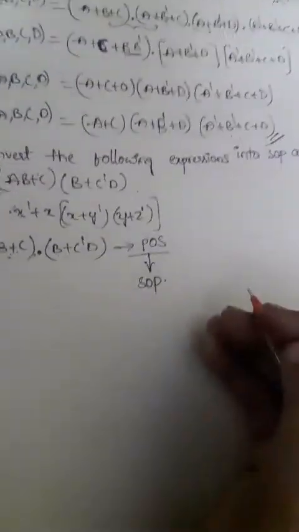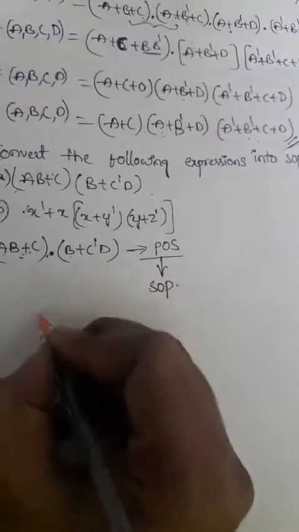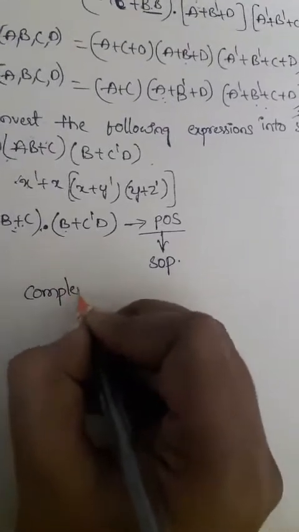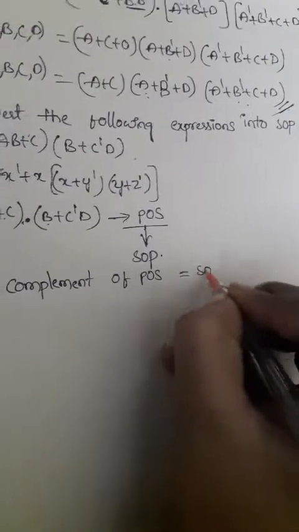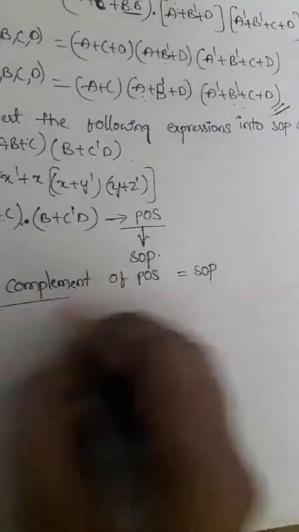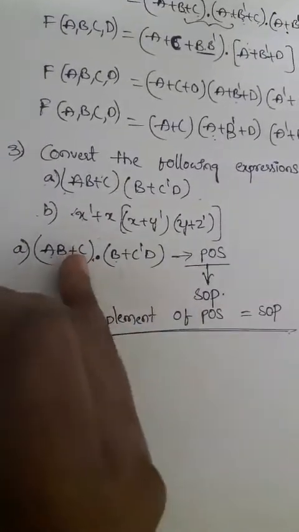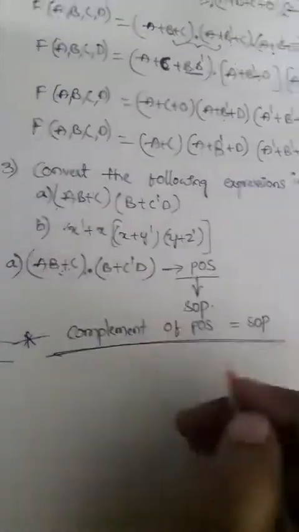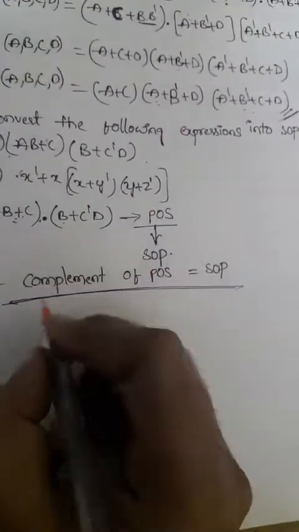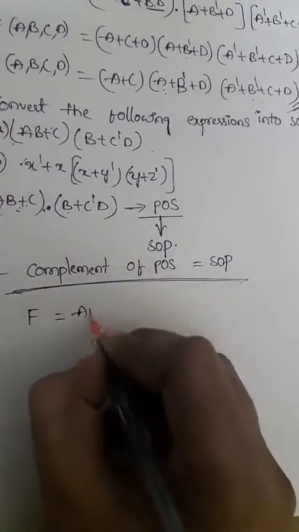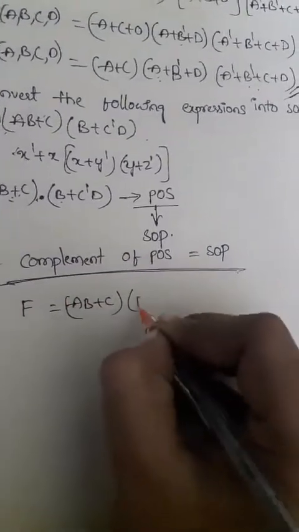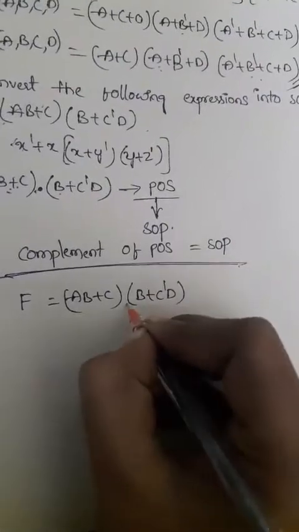So what is the procedure to convert POS into SOP? Simply, we can say that the complement of POS is equal to SOP. This is our rule, right? So the complement of POS is equal to SOP. That means we have to apply the complement to this function. So let F equal AB plus C and B plus C complement D. I consider this as the F function.